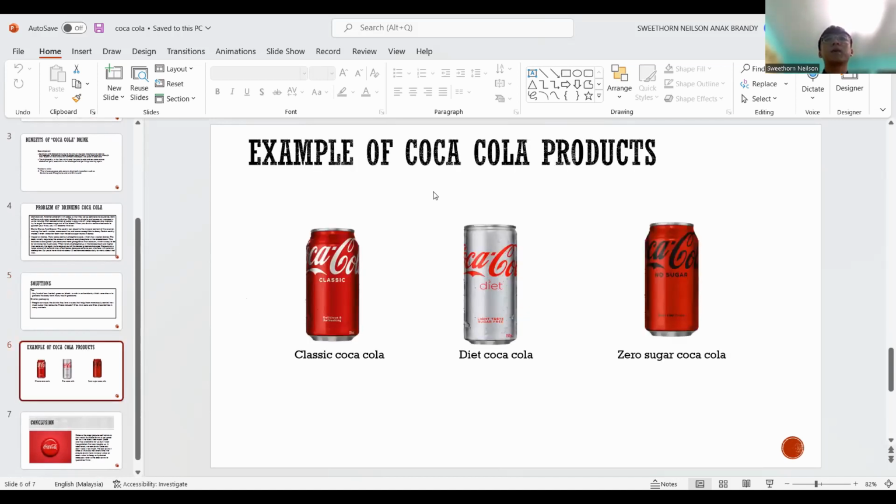These are examples of Coca-Cola products. The first one is classic Coca-Cola. The second one is diet Coca-Cola, and the last one is zero sugar Coca-Cola.